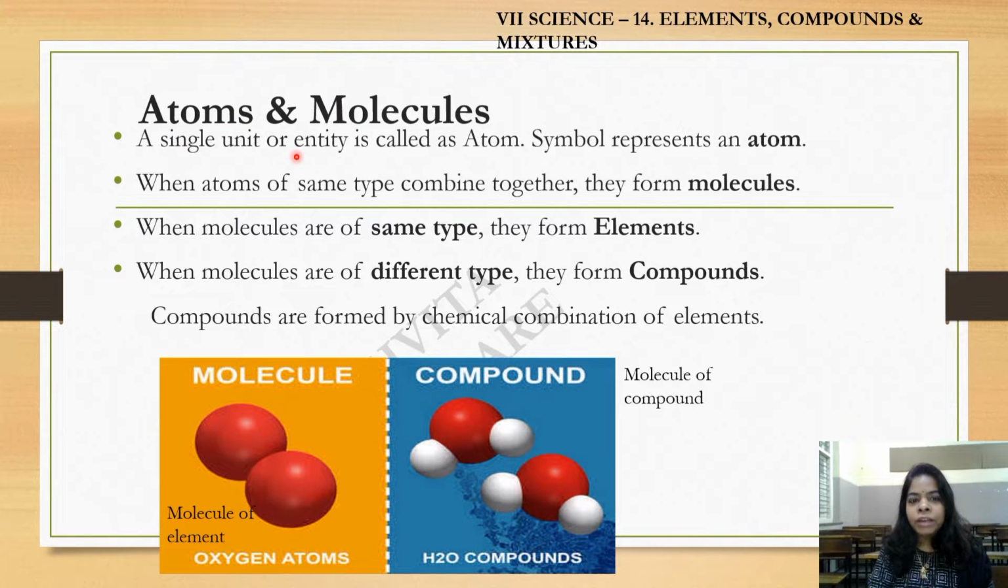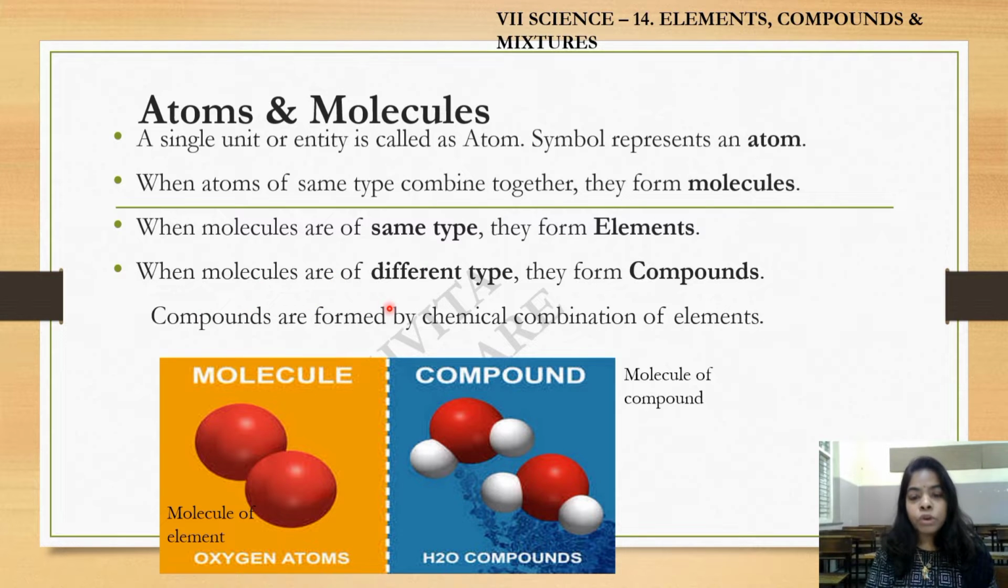So let's begin. In the last video, we had seen a clear explanation of atoms and molecules. A single unit or entity is called an atom. A symbol represents an atom. When atoms of the same type combine together, they form molecules. When molecules are of the same type, they form elements. So children, a single unit is called an atom, and when many atoms join together, they form molecules. Again in this, when the atoms of the same type join together, they are forming elements.